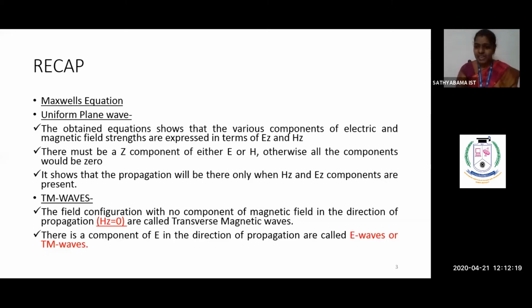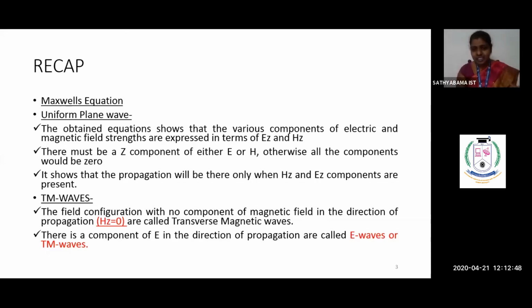So transverse electric means that in your Z direction, the electric field Ez alone does not exist, but component H will be existing. That is what we have seen in the previous session, and that is what I have mentioned here also. We have seen transverse magnetic waves in the previous session. In that we said along the direction of propagation, the magnetic field does not exist. Hz was 0, but electric field exists.